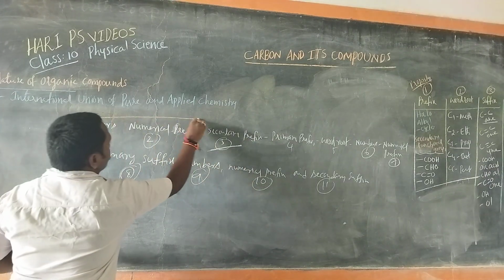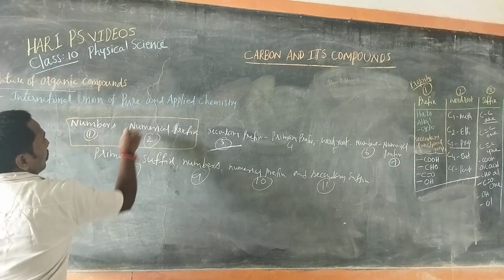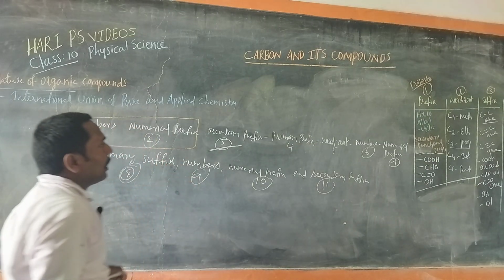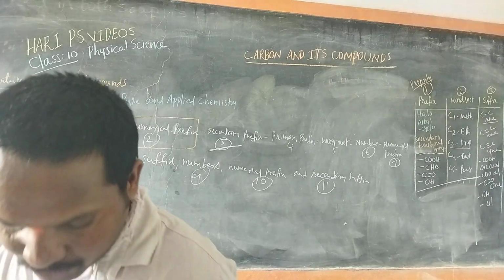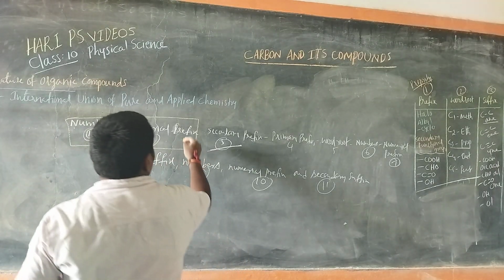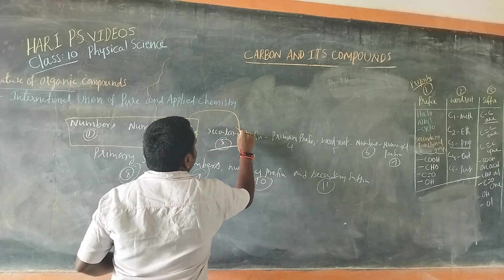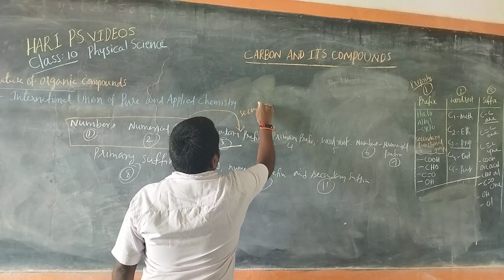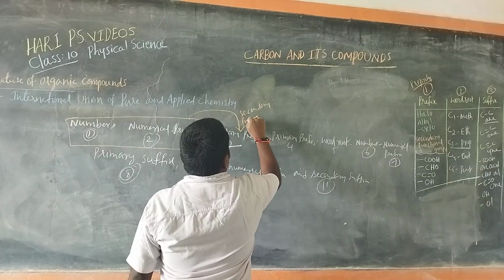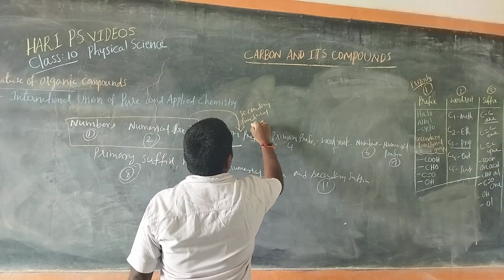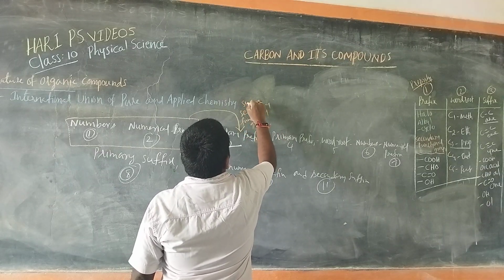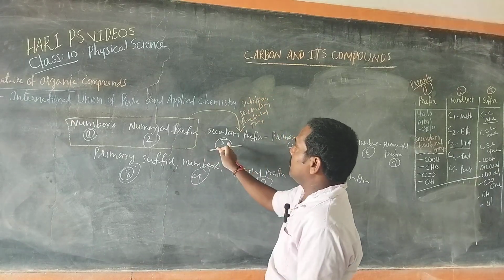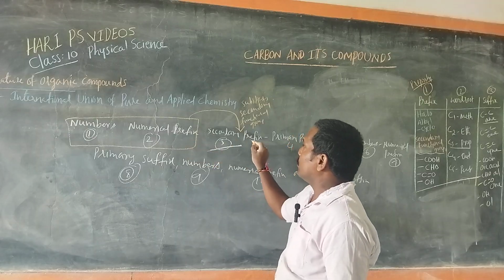So these 1 and 2 are related to substituents. Means these two are related to the secondary prefix, to the secondary functional groups as substituents.